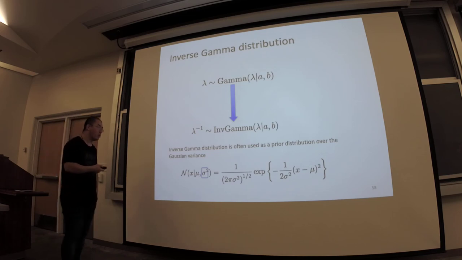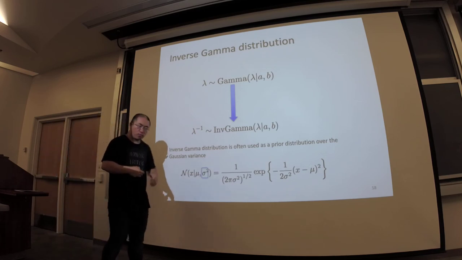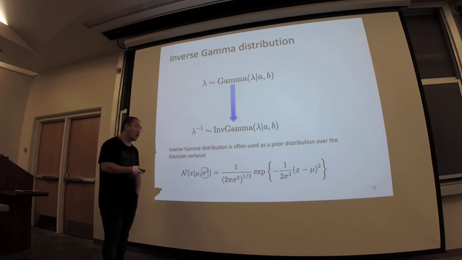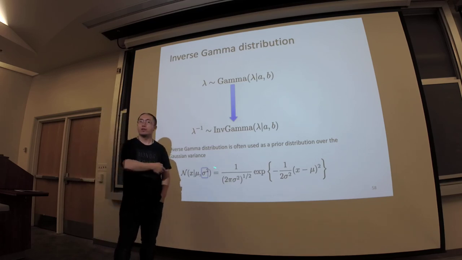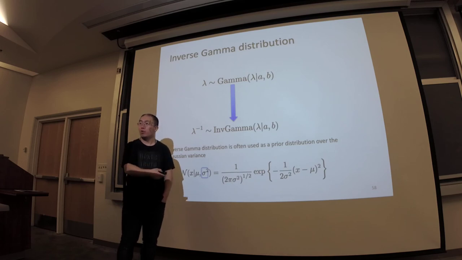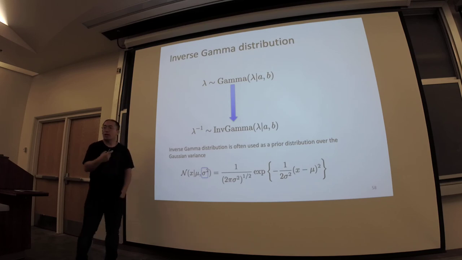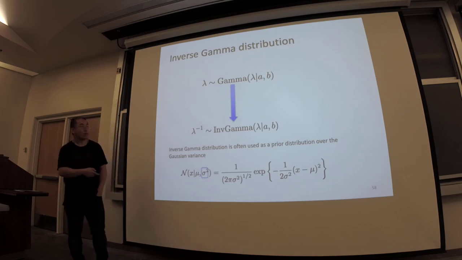So some people, when they build up a hierarchical Bayesian model, want to assign the prior over the inverse variance. Then they use a gamma prior. But somebody might feel more comfortable assigning a prior over the variance. Then what kind of distribution do they want to use? Inverse gamma.